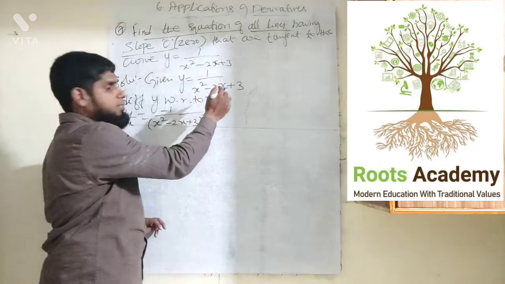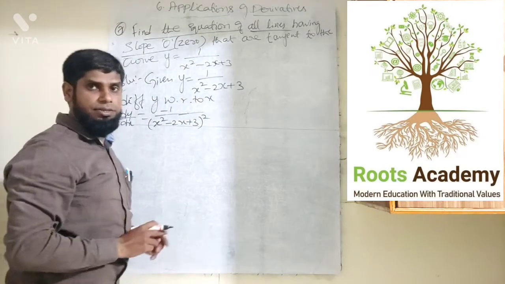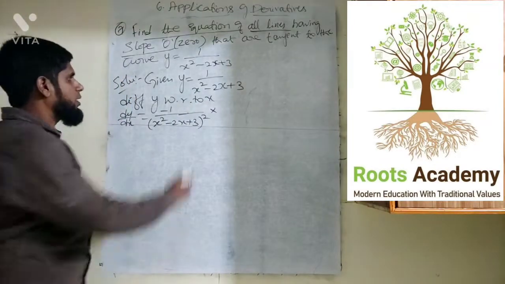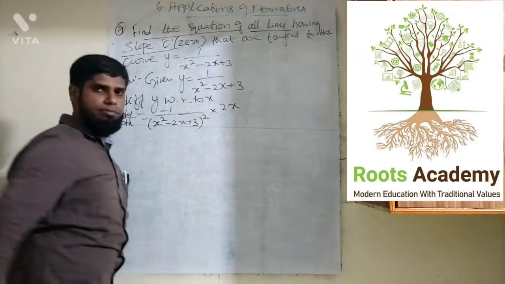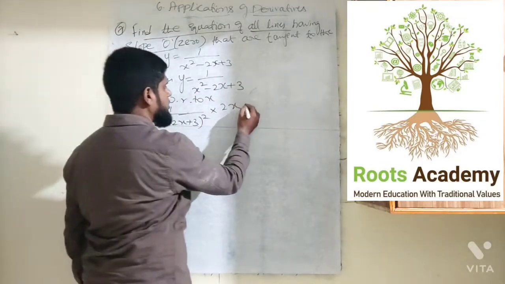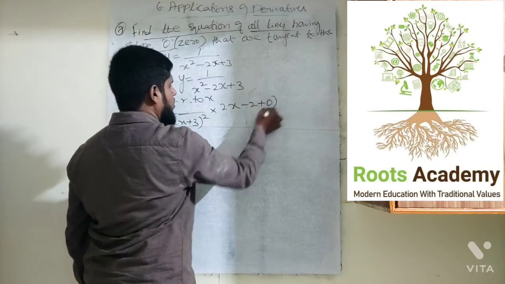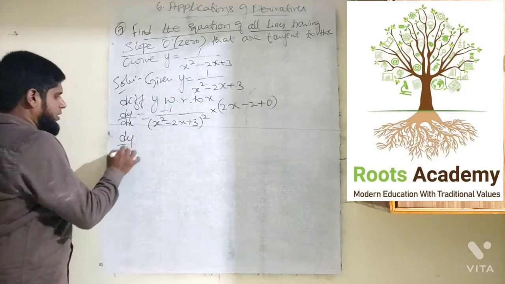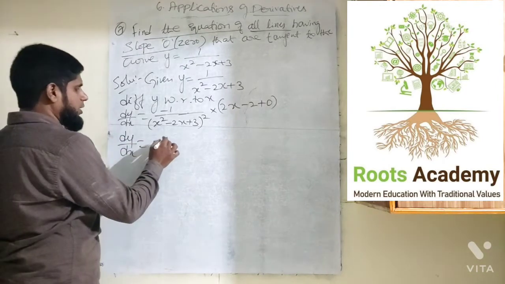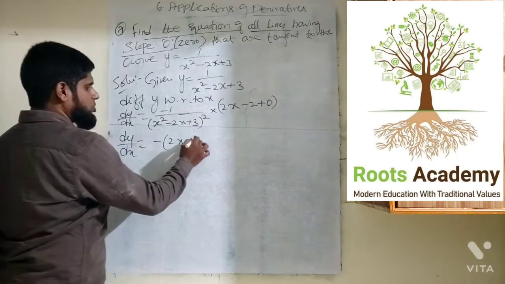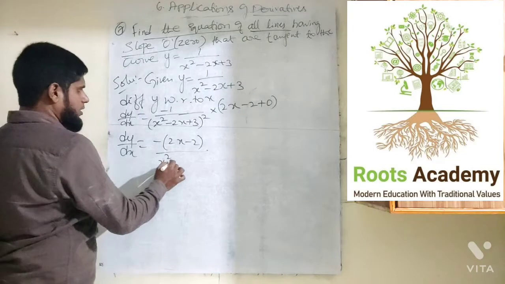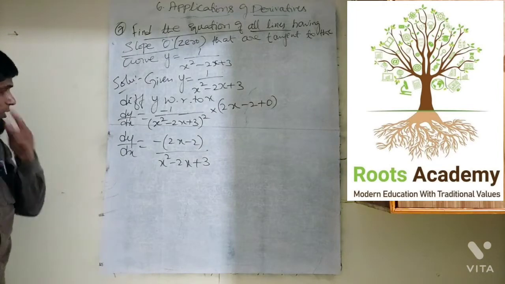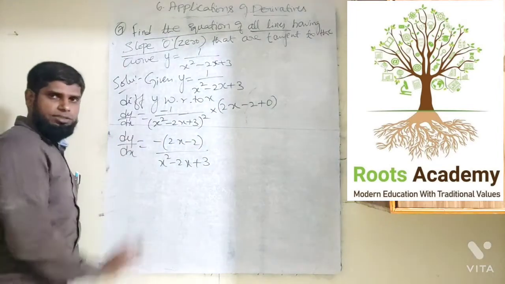But after 1 by x, this denominator itself is a function. It is a quadratic expression. Let us differentiate this. Derivative of x square is 2x. Derivative of minus 2x is minus 2, plus 0. So finally my dy by dx is equal to minus of 2x minus 2, whole divided by x square minus 2x plus 3 whole square. So this is the slope of the tangent.